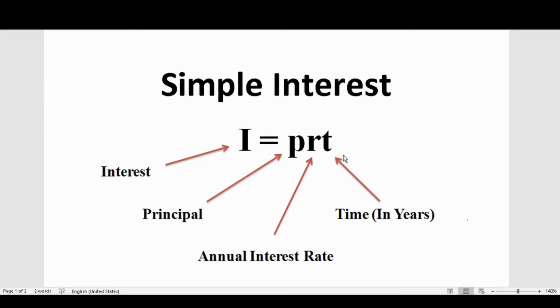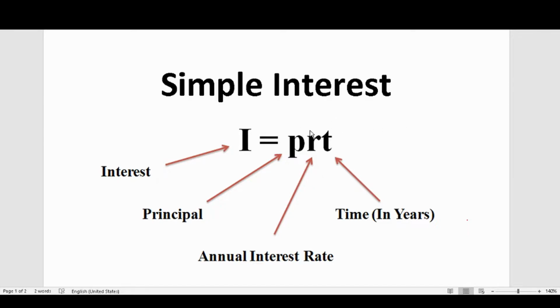In this video, I'm going to be discussing simple interest, which has a very high likelihood of appearing on both arithmetic reasoning as well as the mathematics knowledge subtest of the Armed Services Vocational Aptitude Battery, that is the ASVAB.